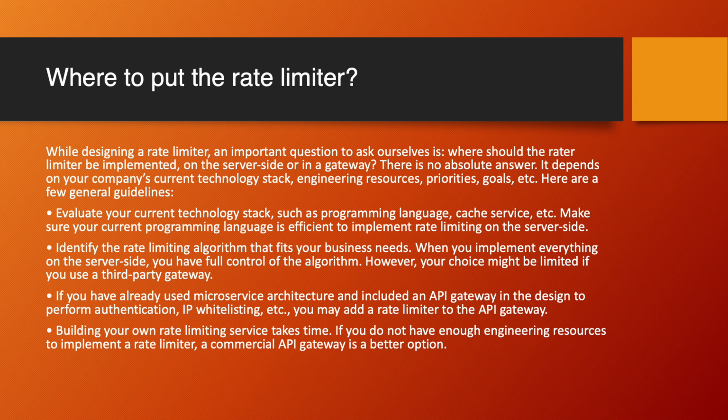Second, identify the rate limiting algorithm that fits your business need. When you implement everything on the server side, you have full control of the algorithm. However, your choice might be limited if you use a third-party gateway. Third, if you have already used microservice architecture and included an API gateway in the design to perform authentication, IP whitelisting, etc., you may add a rate limiter to the API gateway. The last one: building your own rate limiting service takes time. If you do not have enough engineering resources to implement a rate limiter, a commercial API gateway is a better option.